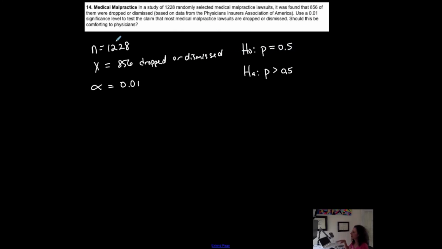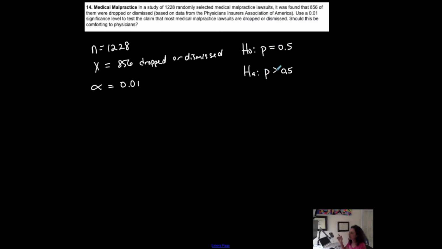So let me go through it again and then see what I wrote as I pulled my notation from the problem. You want to convert the words into your statistical notation, and then you want to be able to go back and forth. In a study of 1,228 randomly selected medical malpractice lawsuits, sample size, it was found that this many successes, X, 856 were dropped or dismissed. So my success is dropped or dismissed. Use a 0.01 significance level, that's my alpha, to test the claim that most, more than 50%, that's a population proportion, greater than 50% or 0.5, medical malpractice lawsuits are dropped or dismissed.